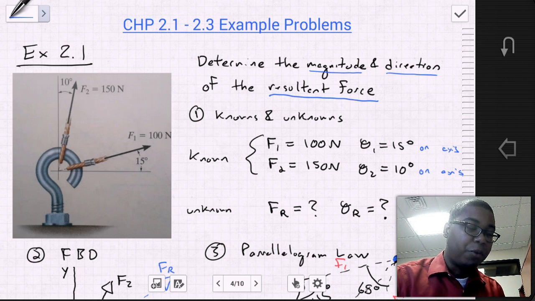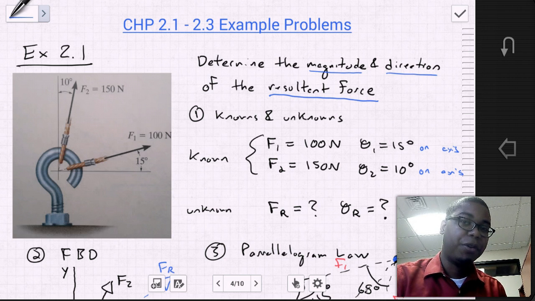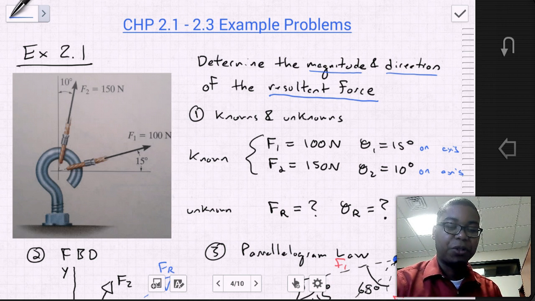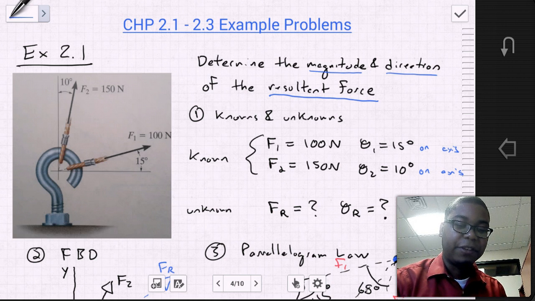The things that we know: the magnitude of the force vector 1 is equal to 100 newtons. We also know that the angle 1 for force vector 1 relative to the x-axis is 15 degrees. We also know the magnitude for force vector 2 is equal to 150 newtons, and the angle of force vector 2 relative to the y-axis is 10 degrees. And now what are the unknowns? The problem asks us to find the magnitude of the resultant force, so Fr, and also the direction of the resultant force. In this case, we'll say the direction is theta r, where r is relative to the x-axis.